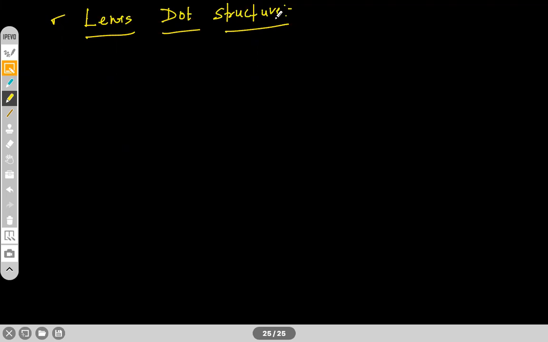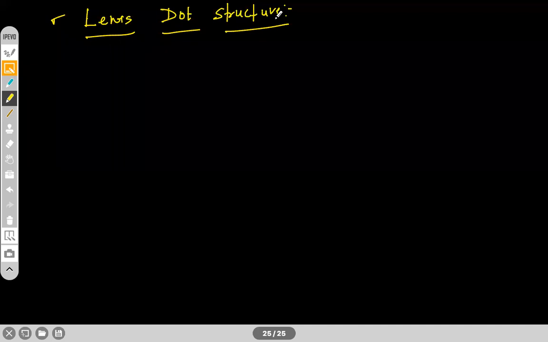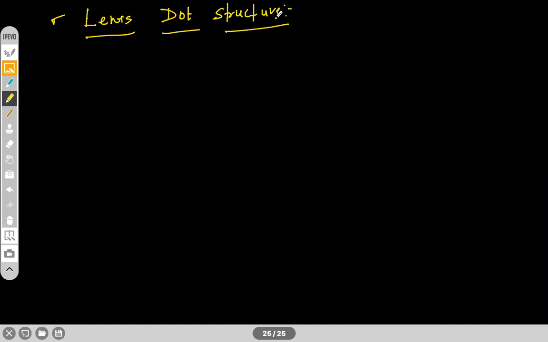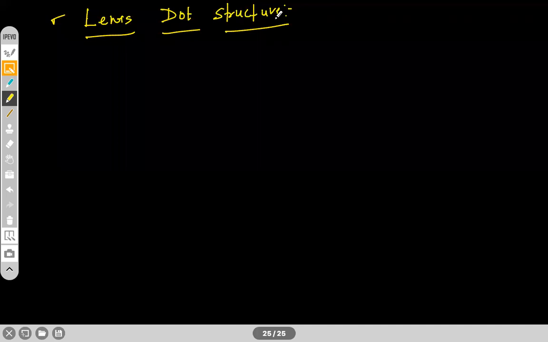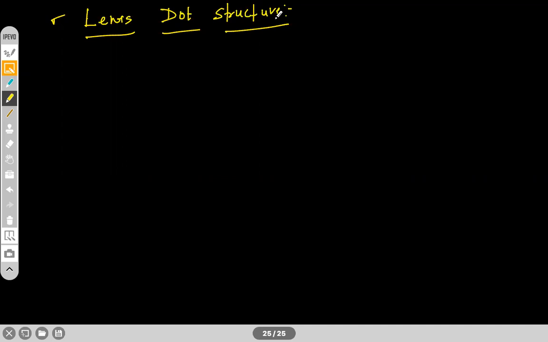We just need to follow the rules in order to draw the Lewis dot structure. The first one, write down, count the number of valence electrons. The first step is to find out the number of valence electrons. First of all, you write down the rules, I'll dictate it.